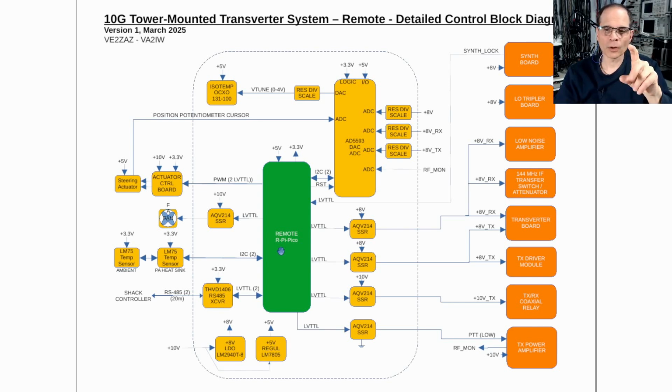I mentioned that there were common things with the local controller, such as the RS485 link here, and the use of AQV214 solid-state relays, a plus 5 volt regulator, of course, but there's much more on this system. Namely, a combined DAC and ADC chip. It's one chip, the AD5593, which will allow me to send analog voltages and read analog voltages.